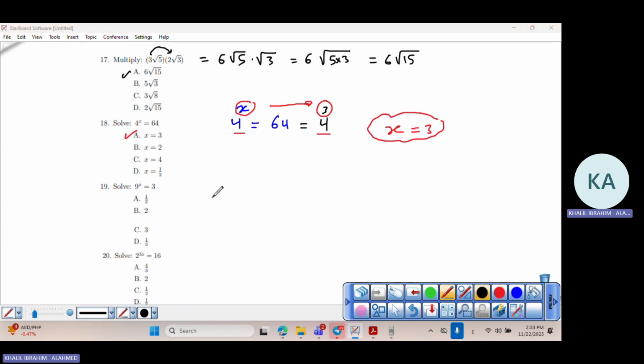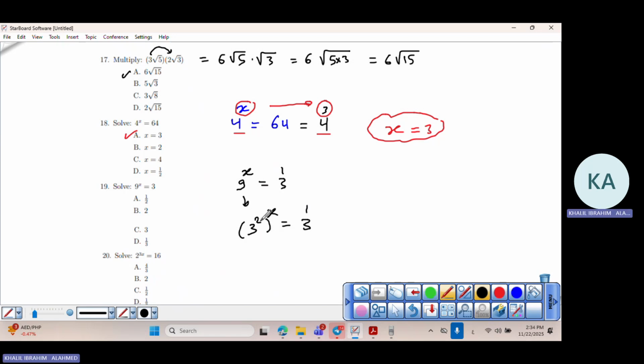In the same way, solve this exponential equation: 9 to the power x equals 3. How to write this? Here I cannot write it directly. This is 3 to the power 1, the same. But here I can write 9 as 3 to the power 2, so (3 to the power 2) to the power x equals 3 to the power 1, or 3. Okay, good.